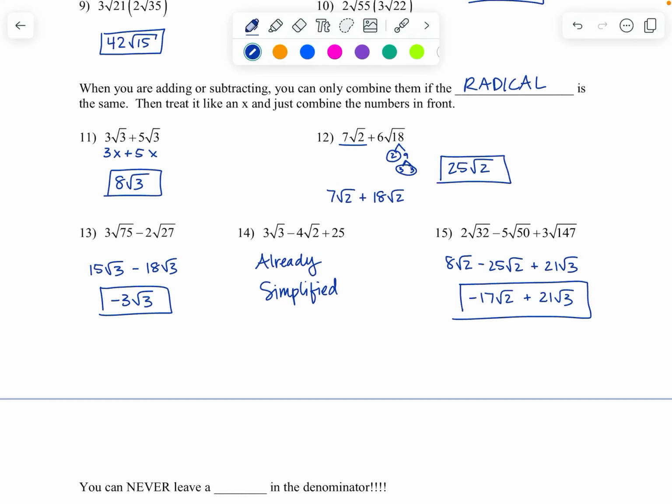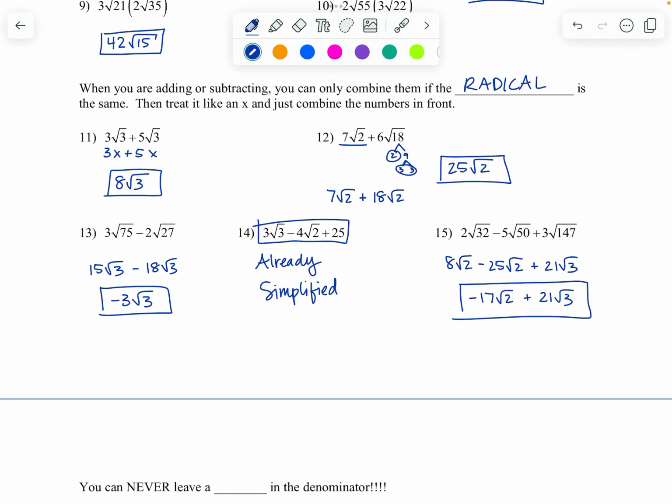Notice the difference between these three. Number 13, I simplified. I got all root 3s, so I could combine them. Number 14, there were some root 3s, some root 2s, just a 25. Nothing combined, so you just say done, or you just circle at this point.